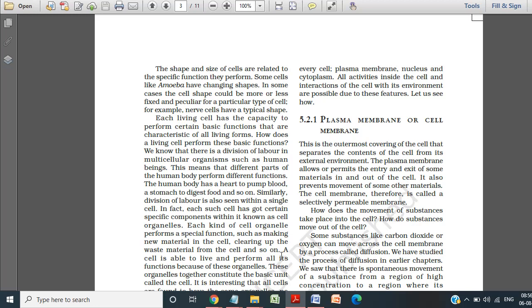Like we have our excretory system and respiratory system in the human body, similarly in a cell we have cell organelles which perform different functions. Some excrete the waste material, some make food for the cell, some help in respiration and everything. A cell is able to live and perform all its functions because of these organelles.